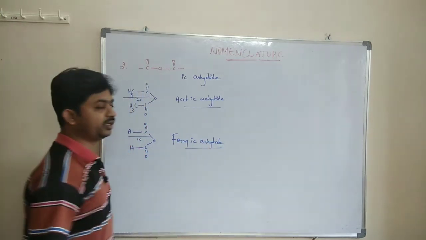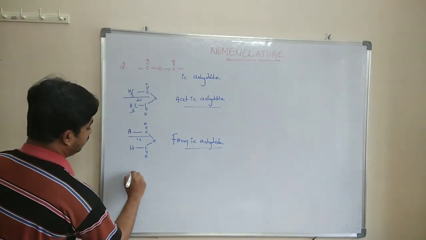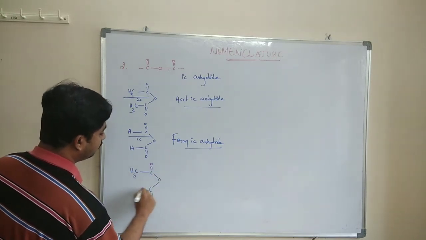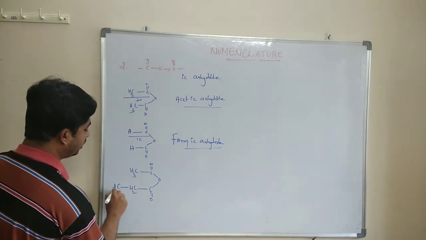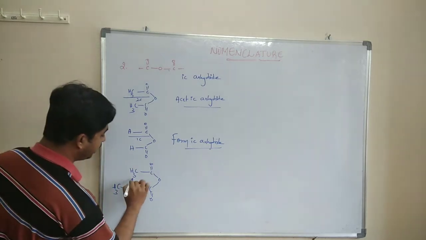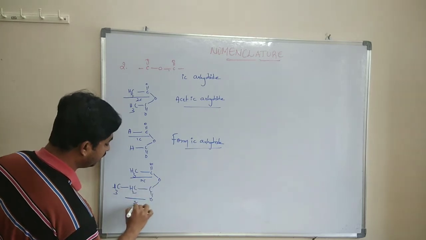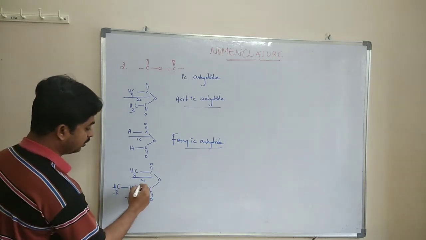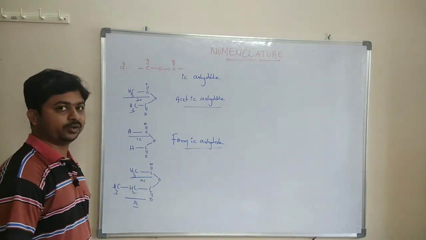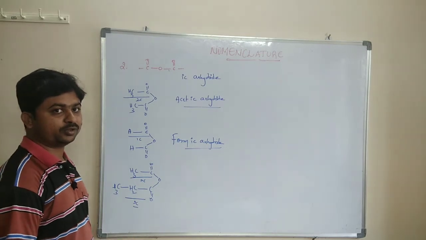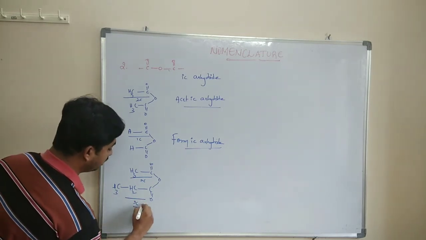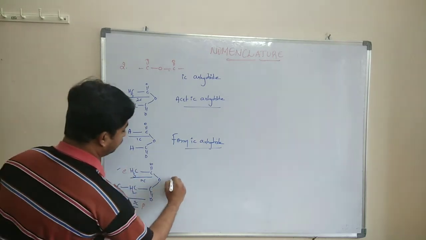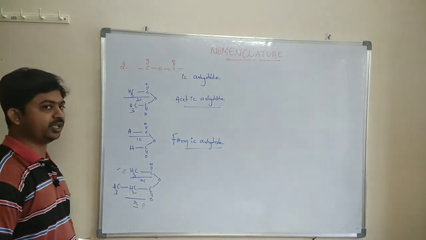The name becomes formic anhydride. Next, if CH3 C double bond O C double bond O CH2 CH3 is the structure, then what is the name? It has 2 carbons on one side and 3 carbons on the other. According to the rules, if 2 different alkyl groups are there, we go for the nomenclature according to the alphabetical order. It is the propyl, it is the ethyl. So which one comes first? Ethyl.